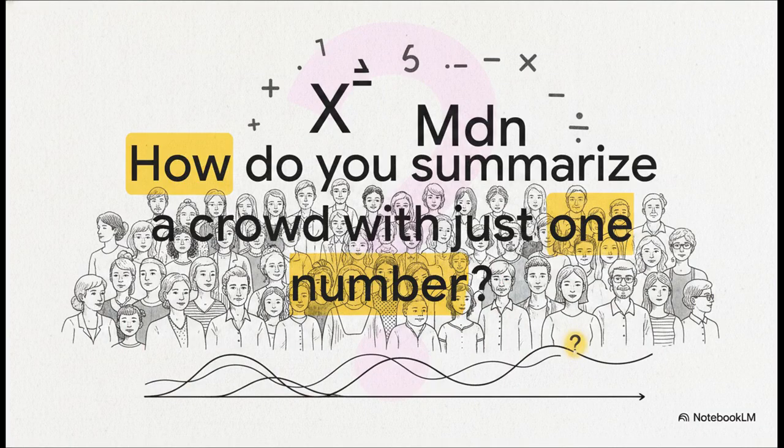Okay, let's dive into this. Have you ever wondered how you summarize an entire crowd with just one number? Imagine looking at a room full of people, completely different heights, ages, backgrounds, the whole shebang. How do you boil that wildly diverse group down to just a single representative value? Well, that's the real-world challenge of central tendency. It's the ultimate quest to find one clean, simple number that speaks for a whole messy pile of information.